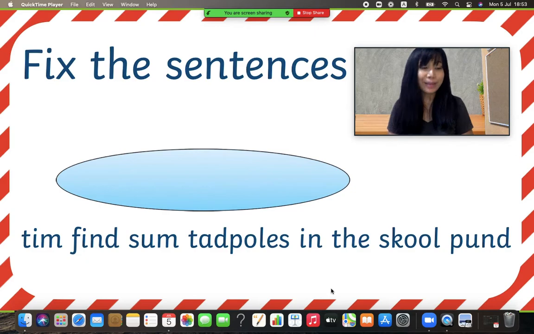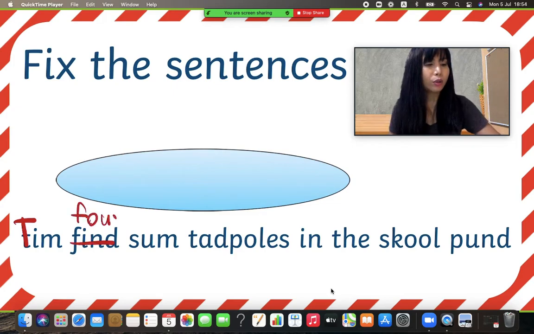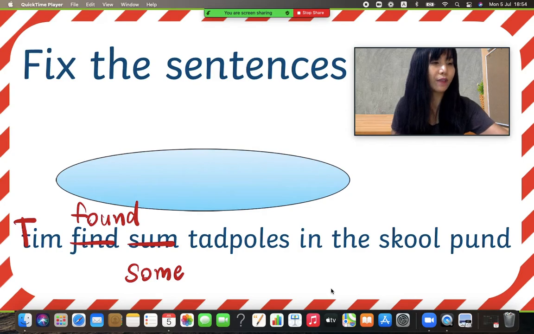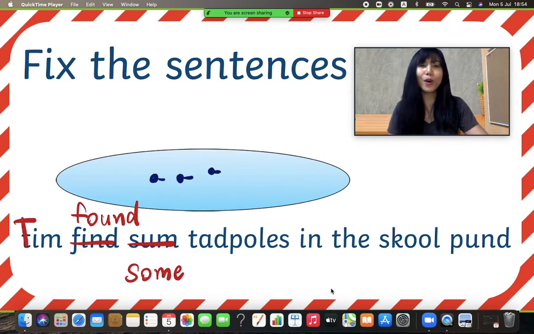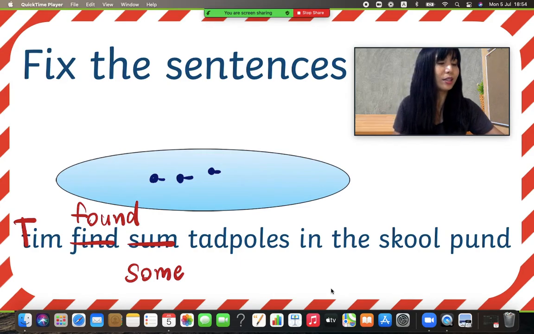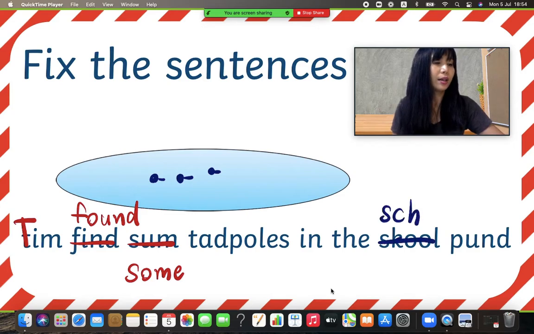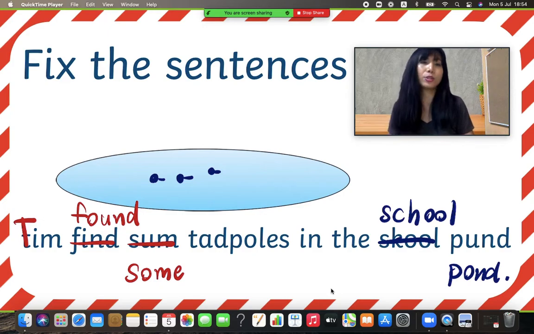Fix the sentences. Tim is the name of the person, is proper noun. So it has to be capital letter and it's at the beginning of the sentence. It has to be capital letter anyway. Tim find, it has to be found. It happened already, so it has to be in a past form. So Tim found some tadpoles already. Tadpoles. I don't have tadpoles, so I'm going to draw tadpoles. This is tadpole. Tadpoles. Baby frogs. Tadpoles in the school pond. Okay. Tadpoles in the school. It has to be circle. School pond. Aha, okay. Found some tadpoles in the school pond.